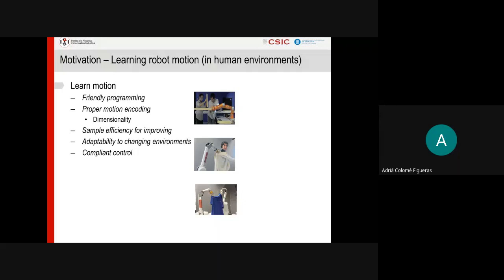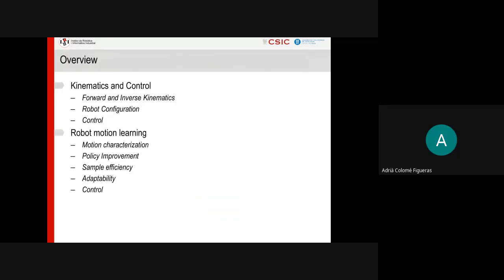So we need to take control into account, and we need to take safety measures so that the robot doesn't hurt anyone. So within this talk, I will briefly introduce a little bit of kinematics and control, and then talk about robot motion learning, how to characterize motion, how these policy improvements on robot motion learning are done, how to be more sample efficient, how to adapt to changing circumstances, and a little bit of control, both in talking about kinematics but also in learning control.